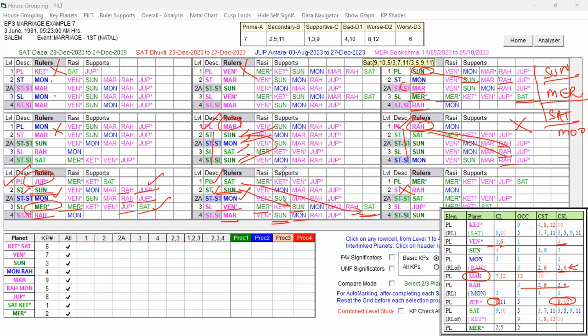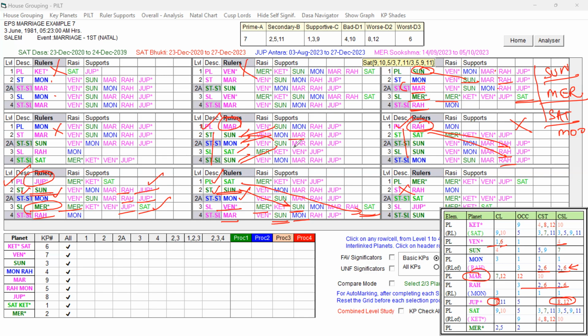So now the competition is between Saturn and Mars only, which is comparatively better. We can open the EPS table and do the comparative study. But with the help of the key planet, we can also find that star level and 2A level Sun are both the same. So there is no difference between these two planets at these levels. Source Saturn is good, but source Mars has weakness because Mars is 7th lord, 12th occupant, and 10th star lord. Mars has weakness.